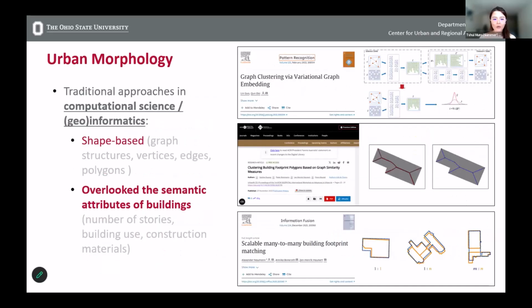We also look at some work in computational science and geoinformatics fields, and we realize that many studies in this area have been using a shape-based approach to cluster building footprints. For instance, if we look at the two polygons in the middle right of this slide, imagine on the left, it is a one-story warehouse made of brick. And imagine on the right, it's a 1 or 2-story dwelling made of wood. By just looking at the shape itself, we wouldn't know these semantic attributes that will affect how they look three-dimensionally. So we need all the semantic attributes.